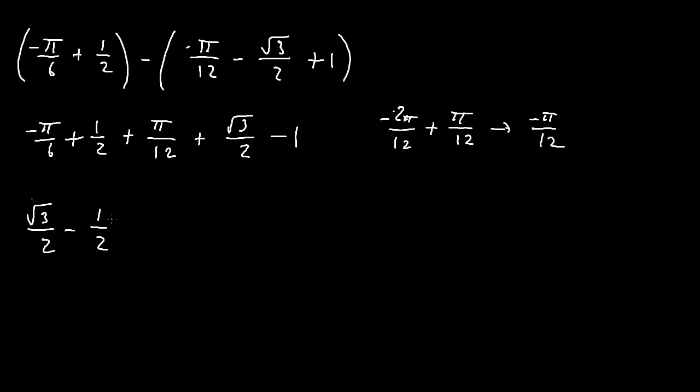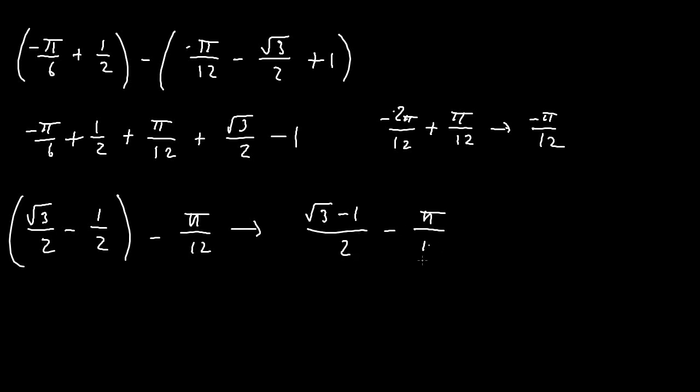And so we have square root of 3 over 2 minus 1/2 minus pi over 12. So then I can go ahead and combine these two fractions. So we get the square root of 3 minus 1 over 2 minus pi over 12. And that's the final answer.